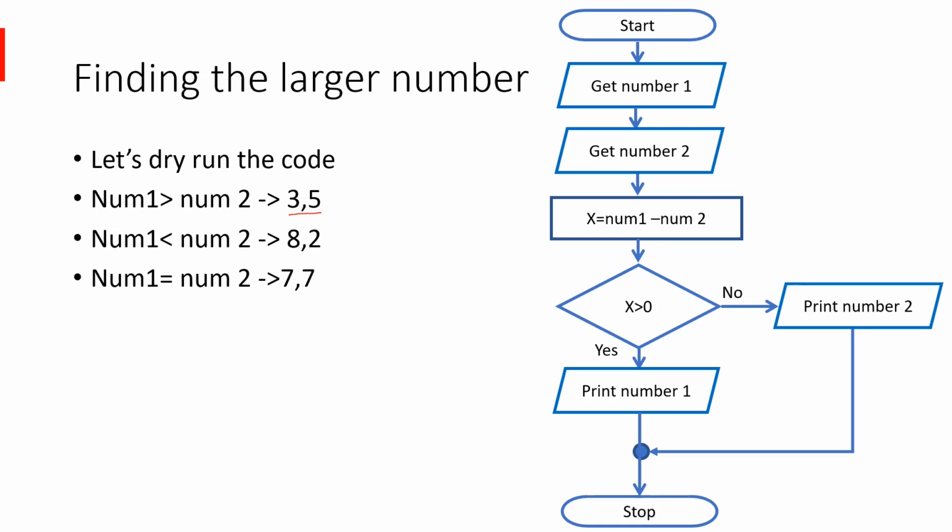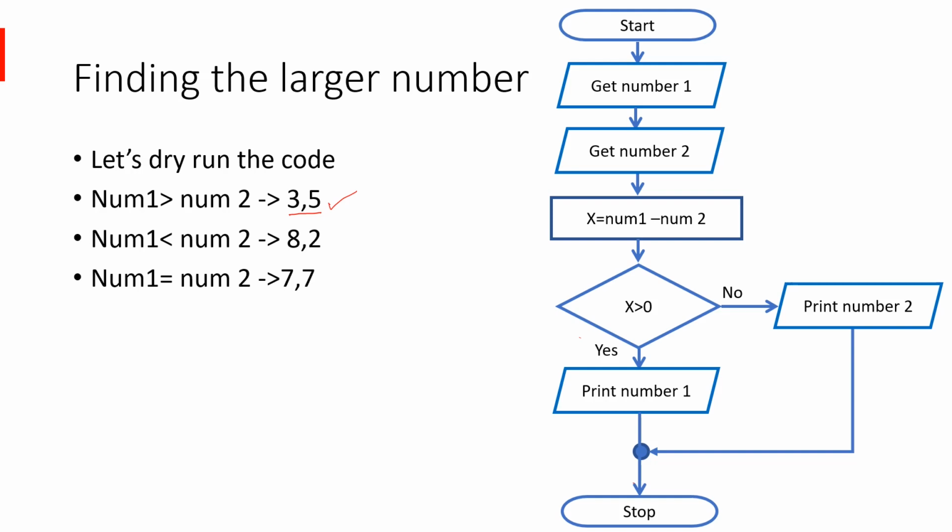So number one and number two. I'm inputting three in the get number one, and then I input five for number two, and then I do the subtraction. Now in this subtraction, what I have here is 3 minus 5, which is negative 2. So this condition is not satisfied, so we print number 2 as the larger number. Number 2 is 5, so 5 is printed. Our program is over. So this works with this program.